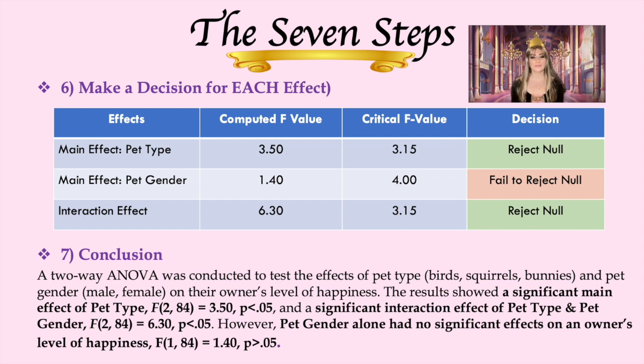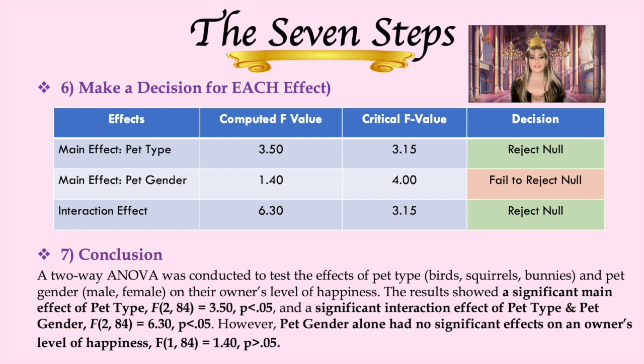So here's an example. A two-way ANOVA was conducted to test the effects of pet type, birds, squirrels, and bunnies, and pet gender, male or female, on their owner's level of happiness. The results showed a significant main effect of pet type, comma, F, capital F, lowercase f means frequency. I'm going to put a capital F and include the degrees of freedom for pet type. 2,84 is equal to my F computed value of 3.50. Because I rejected null in this particular effect, my p-value is going to be less than 0.05.